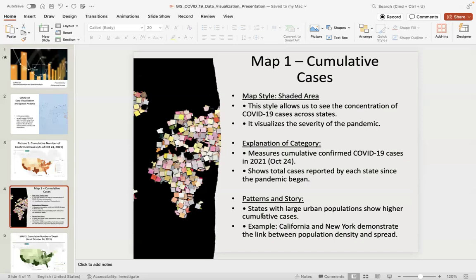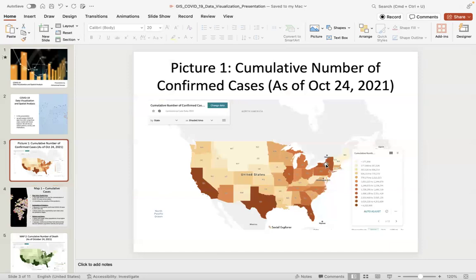States with large urban populations show higher cumulative cases. For example, California and New York demonstrate the link between population density and spread. We all know New York, Florida, California, and also Texas have a lot of population, so those states were hit massively by COVID-19 at that period of time, October 24, 2021.